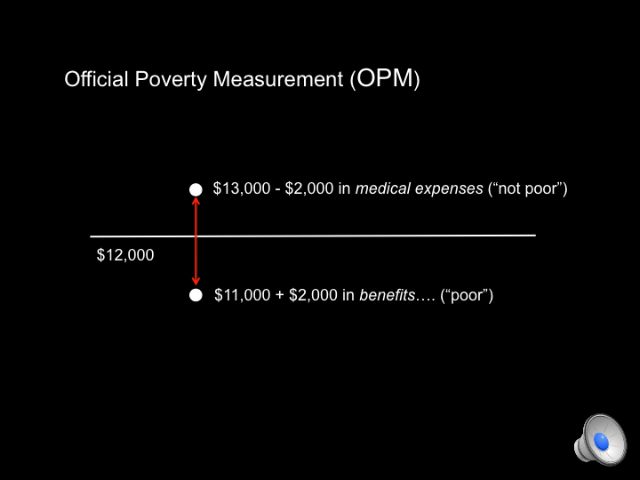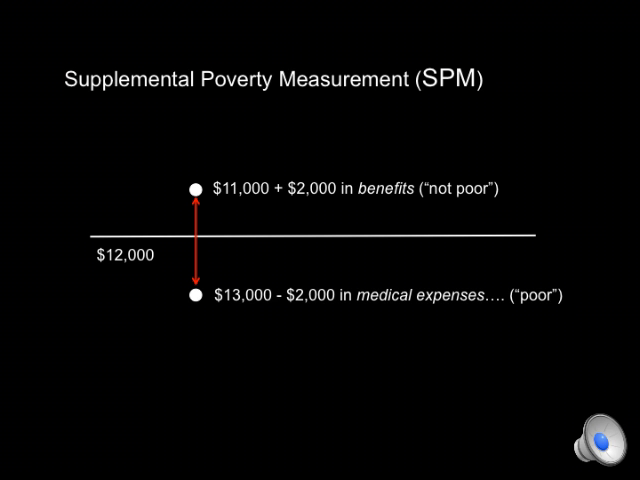In the example with the man and the woman, if we still make the assumption that the threshold is $12,000, with the SPM, the man making $13,000 but forfeiting $2,000 in medical expenses would be considered poor, while the woman making $11,000 but receiving $2,000 in government benefits would not be considered poor. Thus, not all people considered poor in the OPM are poor in the SPM, and vice versa.